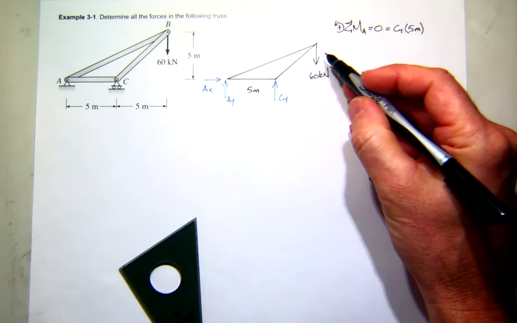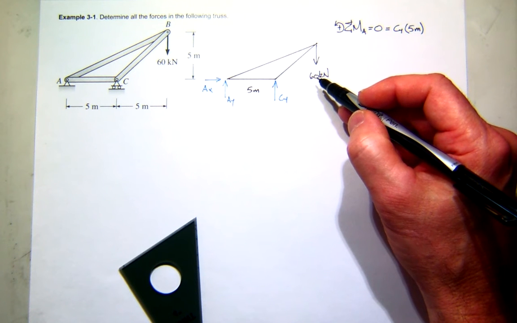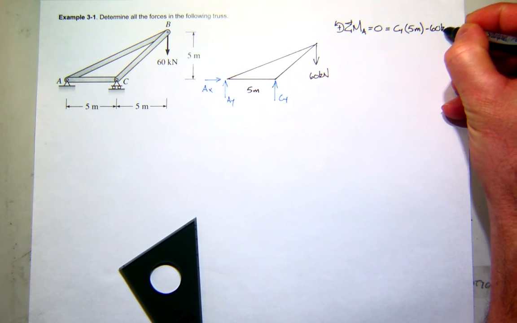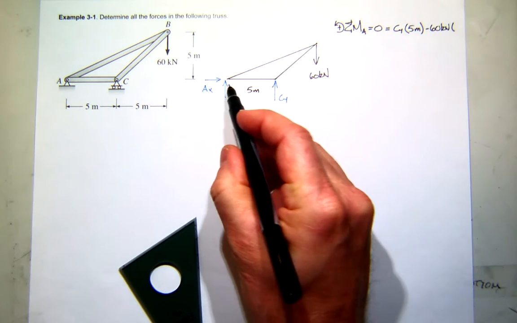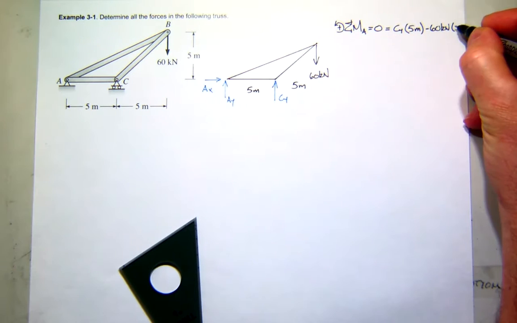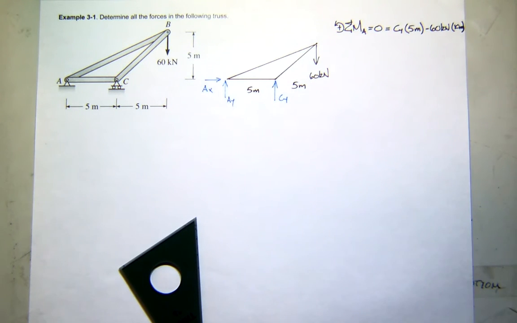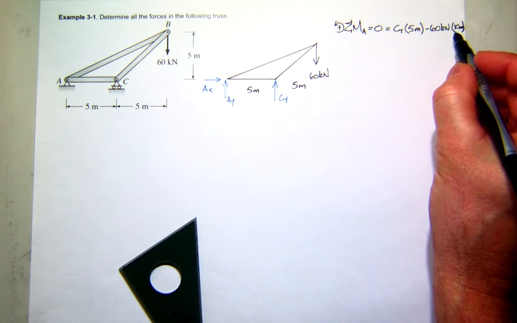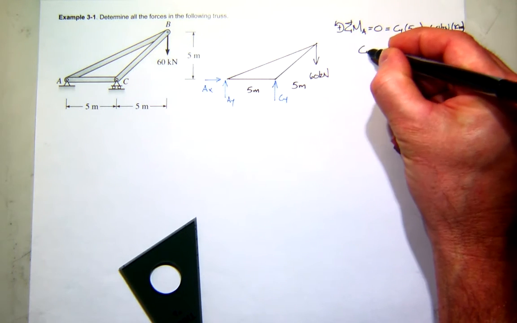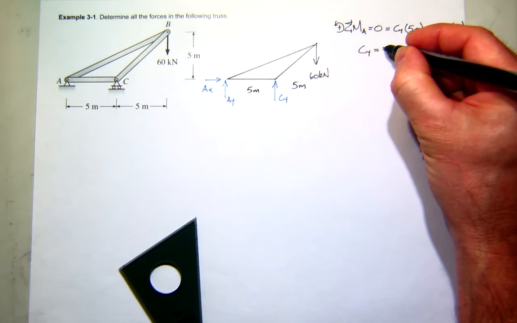And then I'll have the 60 kilonewton force over here at B, and it's going to create what kind of moment? Negative moment. So it'll be 60 kilonewtons, and that moment arm is this distance, which is 5 meters, and then another 5 meters. It's 10 meters. Sorry, I just kind of ran out of space there. That actually is 10 meters. That may not look like it. So when you solve for CY, what do you get? 120.